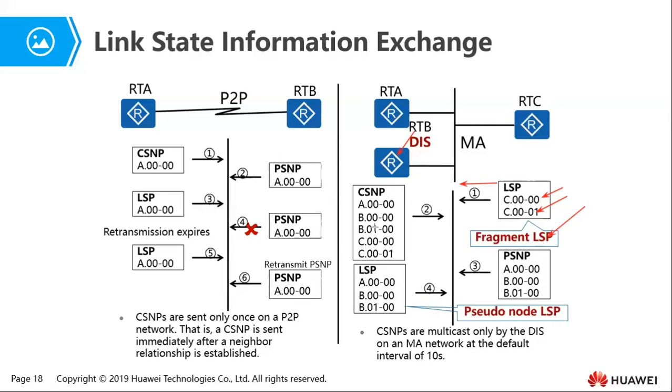When the DIS receives it, the DIS is going to send everything it has, so a complete sequence number PDU. So the routes it has learned from router A, from router B, from router C. It's going to flood it on the multi-access network. And when either RTA or RTC receives it, it's going to request details of networks it's not aware of.